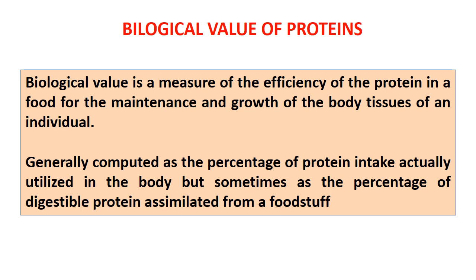So how much percentage of protein is actually utilized in the body from the total protein we take through the diet, or sometimes it is also calculated as the percentage of digestible protein assimilated from a foodstuff. Protein is digested, and after that, how much is assimilated in our body? That indicates the biological value. In other words, this biological value depends on the correct proportion of the essential amino acids for us.